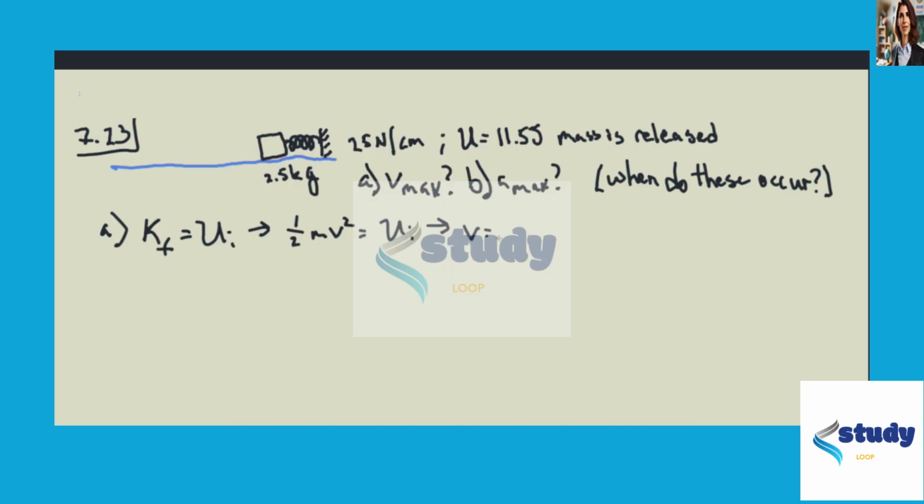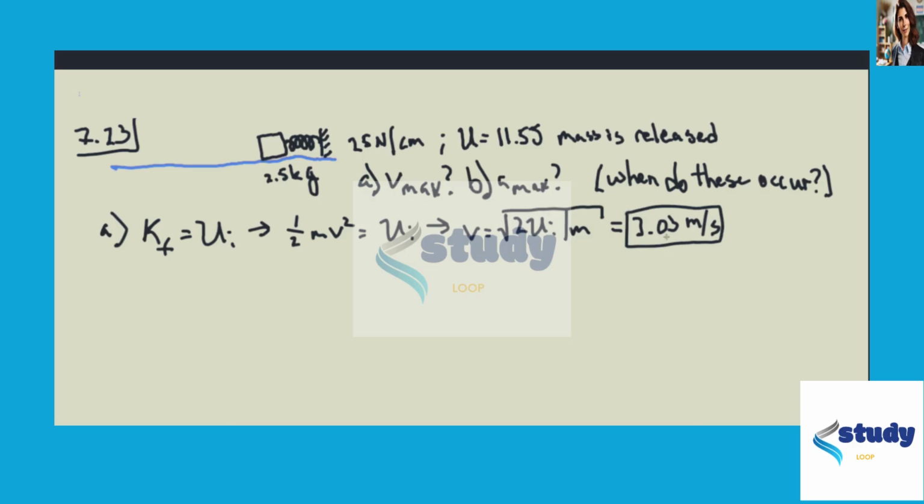So then V is equal to the square root of 2 times this potential energy divided by the mass. And then this is 3.03 meters per second.